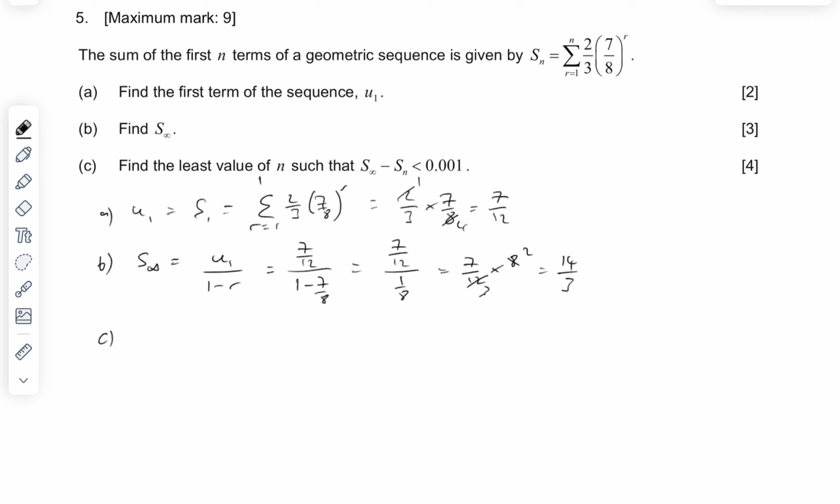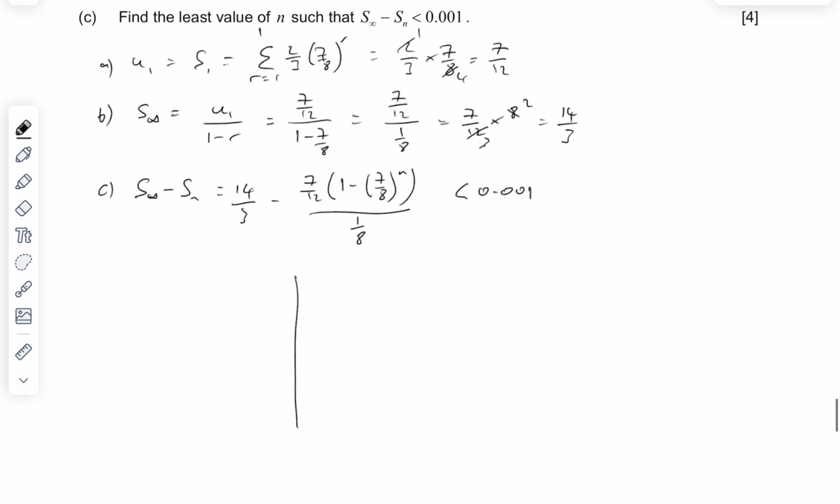Part C, find the least value of n such that the sum to infinity subtract Sn. Well, the sum to infinity subtract Sn is going to be 14 over 3 subtract the sum of the first n terms, which is u1, 7/12, times 1 subtract 7/8 to the power n, over 1 subtract 7/8, which is 1/8. And I want that to be less than 0.001. So let's sketch a graph for it, get your calculator out.